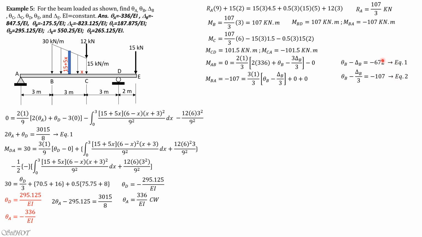So solving these two equations simultaneously, we can now solve for theta B by slope deflection. Remember, that's not the final answer. And delta B would be 847.5. Because the result for delta B is positive, the assumption that the chord AB rotates clockwise, so delta B is below, is correct. But the final answer would be, for theta B, negative 175.5 over EI, and for delta B, negative 847.5 over EI.